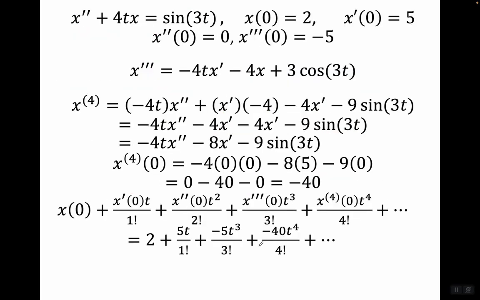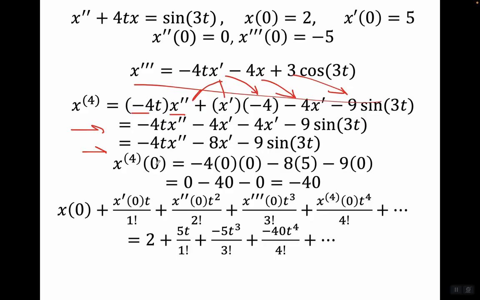Oh my gosh. So again, we need to take the derivative of this in order to get the fourth derivative. So the derivative of this, by the product rule, is going to be the first, negative 4t times the derivative of the second, x double prime of t, plus the second, x prime, times the derivative of the first, negative 4. Derivative of negative 4x, that's going to be negative 4x prime. Derivative of 3 cosine 3t is going to be negative 9 sine 3t. It simplifies to this in the next line, which we can write like this, combining the 4x prime and the 4x prime. Now, let's plug in what we know.